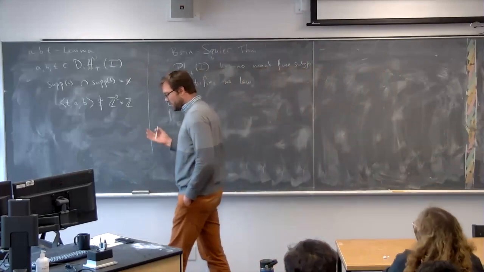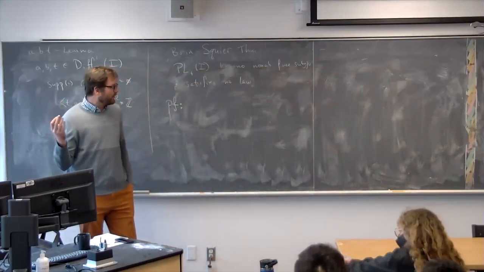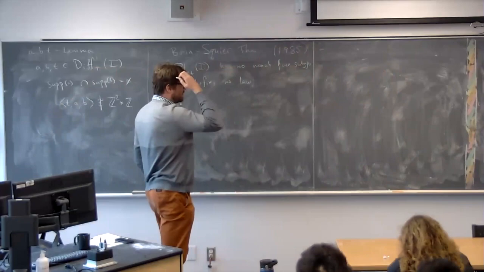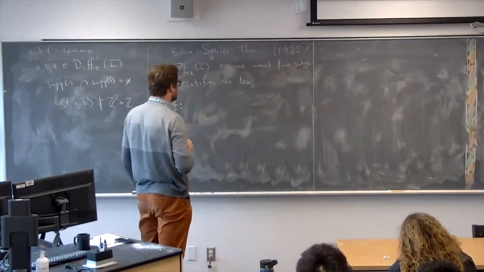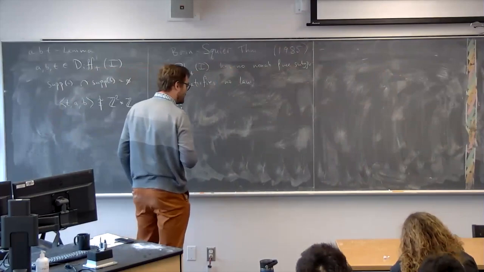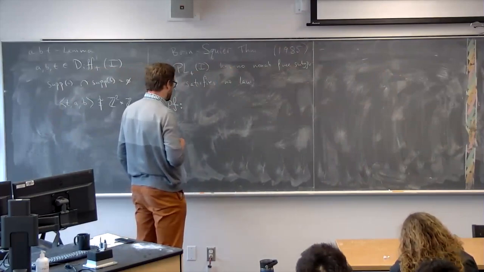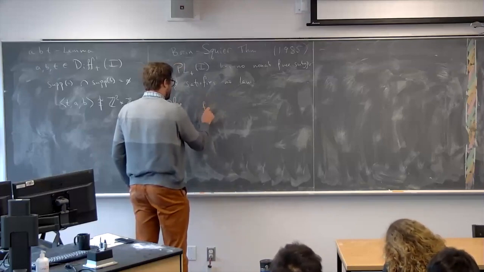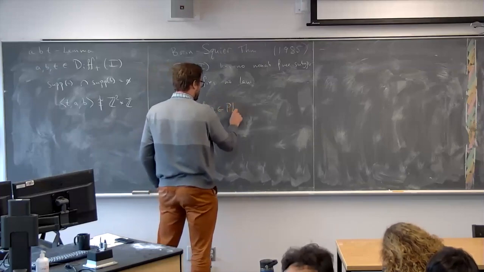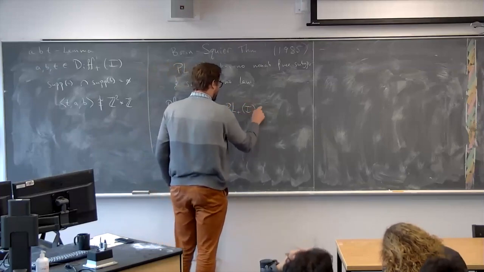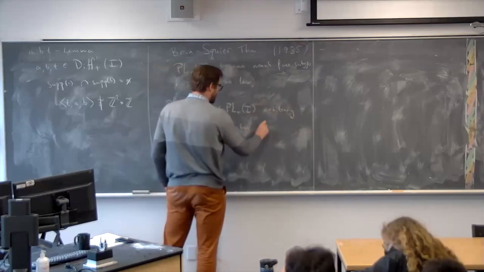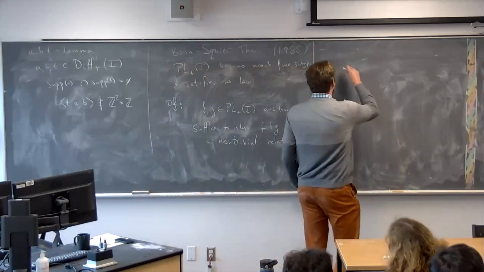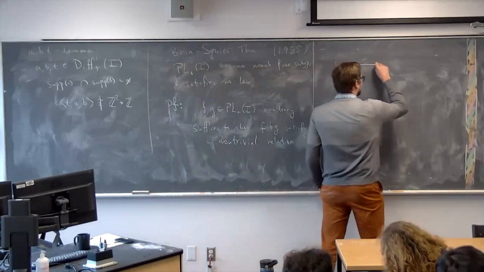I think even Brin and Squier write in their 1985 paper that the basic idea goes back quite a long time to Zassenhaus. So how might one begin? Okay, so let's let F and G in PL I be arbitrary. So it suffices to show F and G satisfy a relation. F and G are completely arbitrary, so we need some sort of very general argument to analyze this.